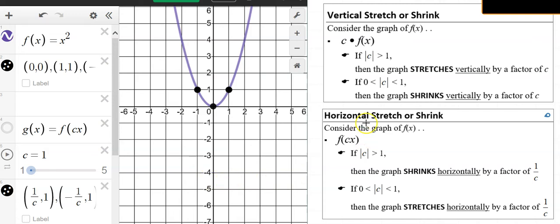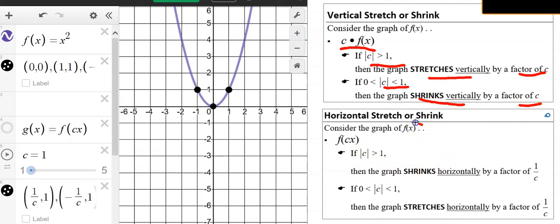So quick reminder. So if we are asked to graph c times f of x, we are changing the function value. So as a result, we're going to have either a vertical stretch or shrink. If c is greater than 1, we're going to have a vertical stretch by a factor of c. And if c is under 1, then we're going to have a vertical shrink by a factor of c.